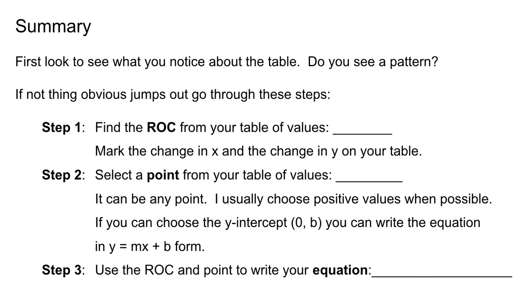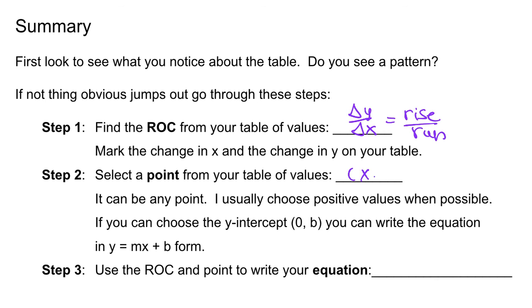These steps can be found on the next page for the two examples that you're going to work through on your own or with your partner at your table. So the first step is to find the rate of change from your table. And we know that we do that by marking the change in x and change in y, and then writing that as a ratio. Just to remind ourselves, that is always going to be the change in y over the change in x, or if you want to think of it as rise over run. But that's what you're going to find first.